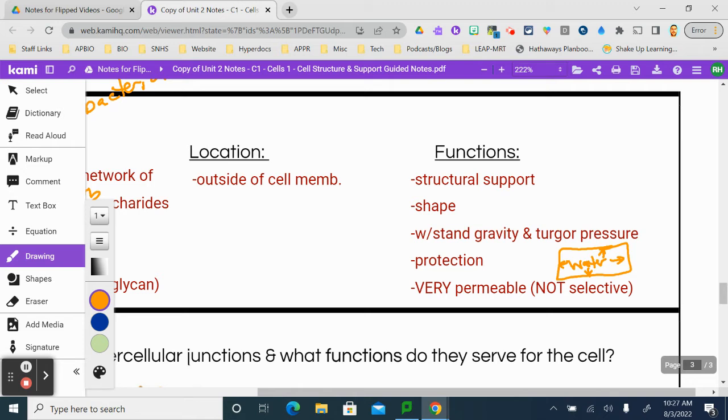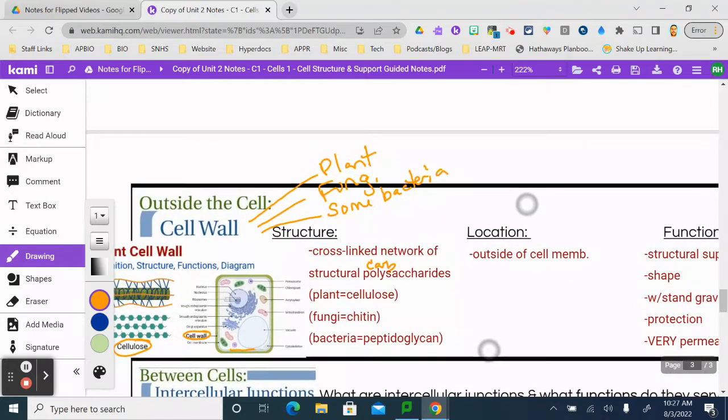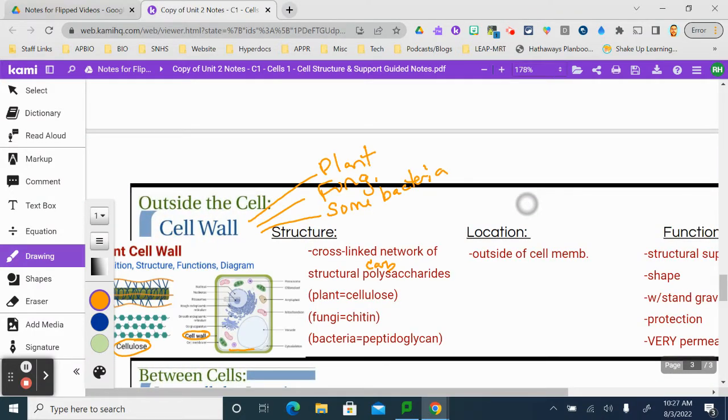And remember that the cell wall is very permeable. It is not selective at all. And so that's why even in a plant cell, we still need a cell membrane inside of that to serve as this selectively permeable structure. Not present in animal cells, only present in plants, fungi, and bacteria.